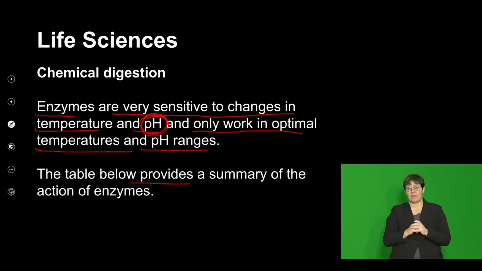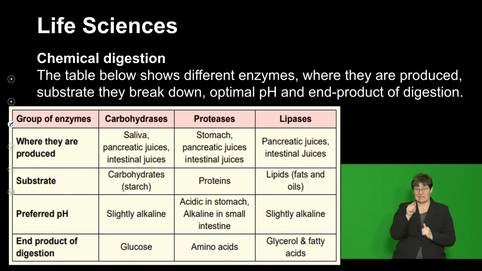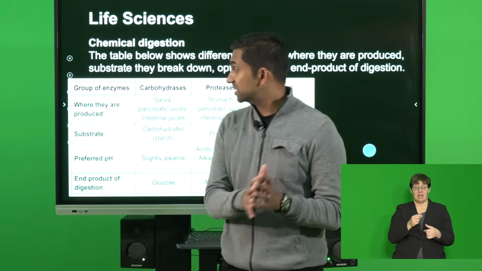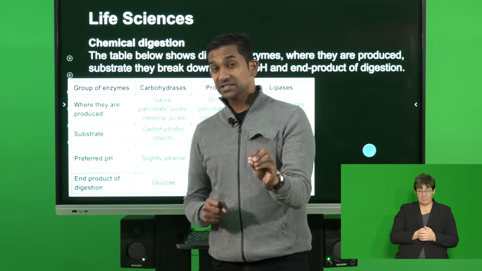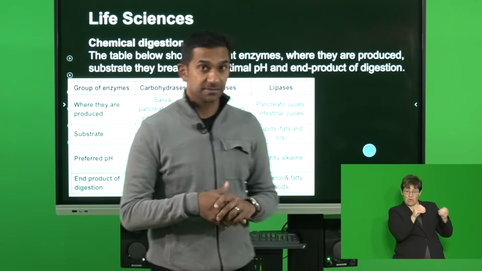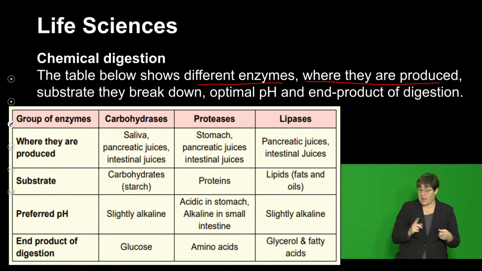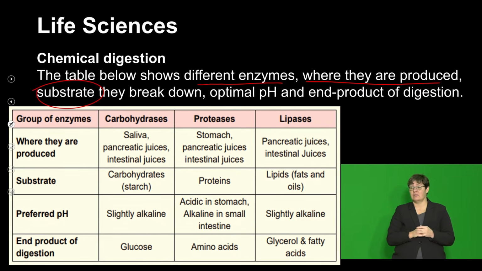So let's look at the table below that provides a summary of the action of the enzymes. As I mentioned earlier on, it's important that you make notes of these. This is an important section in chemical digestion, where we look at the enzymes, we look at what are the substances that they target, and what happens when they break these down in terms of the products. Right, so the table below shows the different enzymes, where they are produced. Again, it's important to understand where they are produced, the substrates in terms of what they target and break down, and then the optimal pH and the end products.